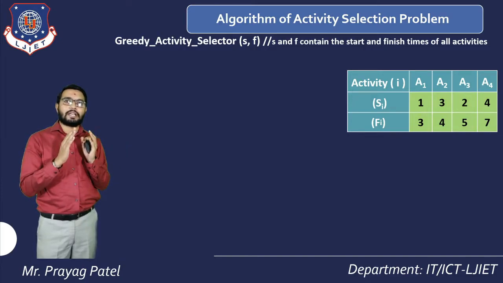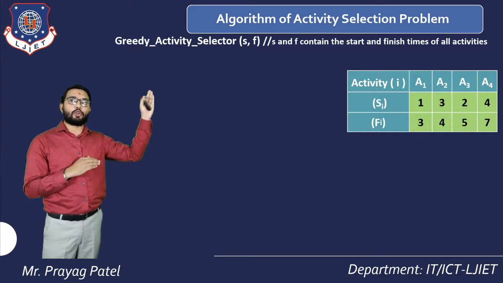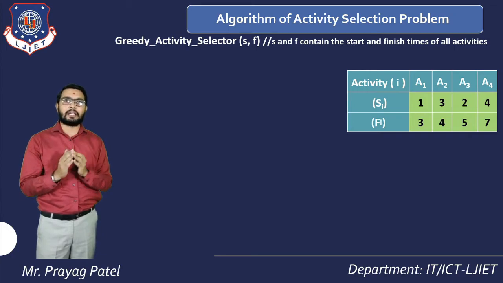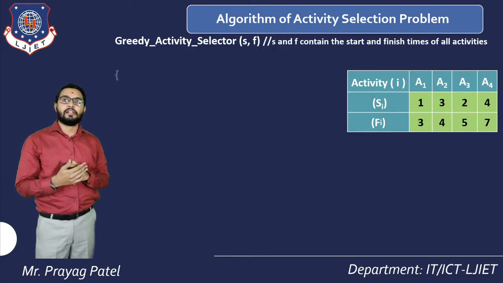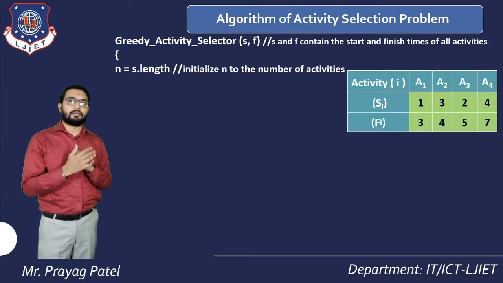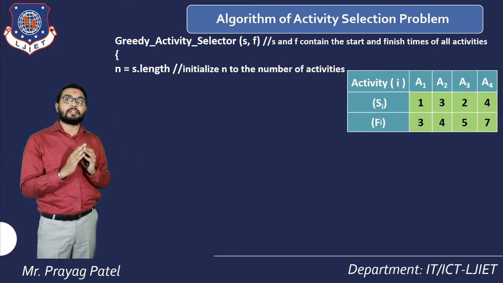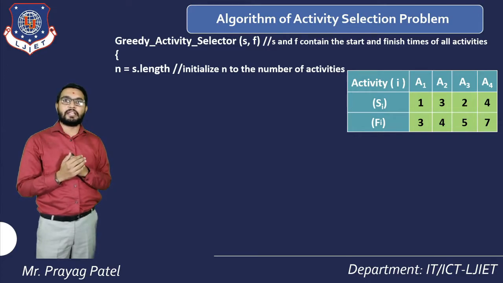Greedy algorithm for the activity selection problem. Consider the first argument as S, F. What is the meaning of S and F? S means the starting time, F means the finishing time. Here S and F contain the starting and finishing times of all activities. Now consider the algorithm. N equal to S dot length. Here S dot length means how many activities are there, considered as N. Initially N is the number of activities.